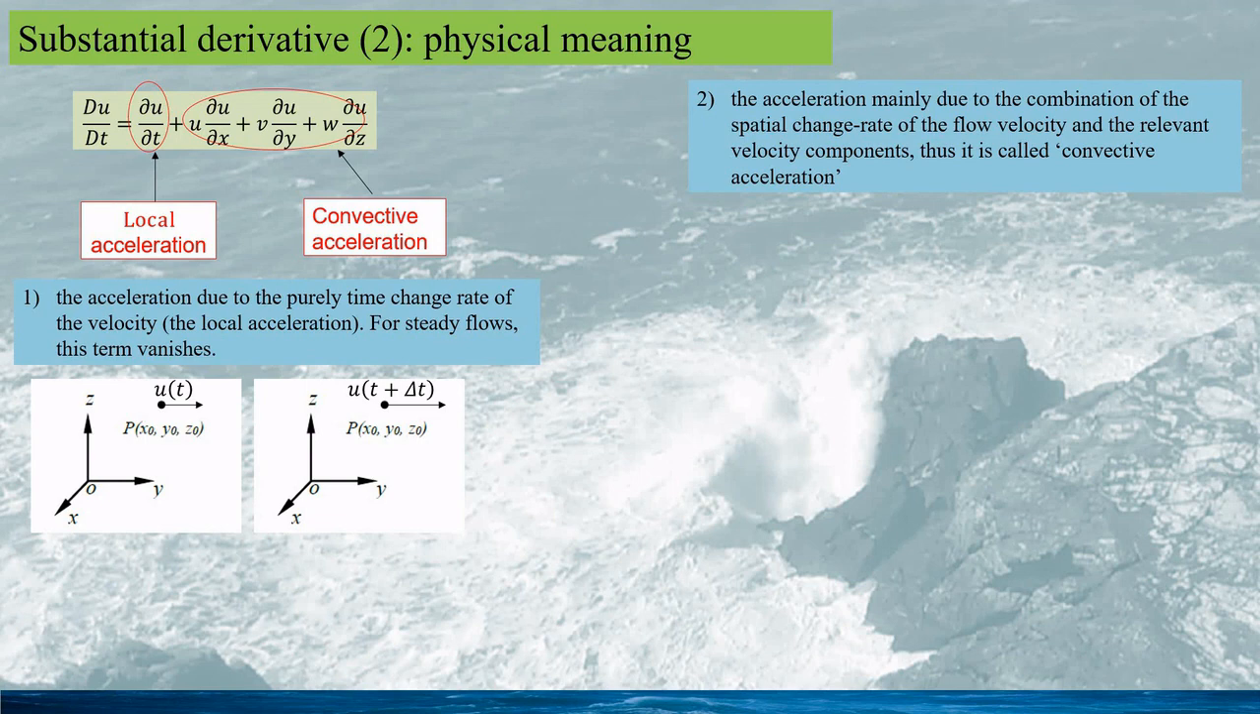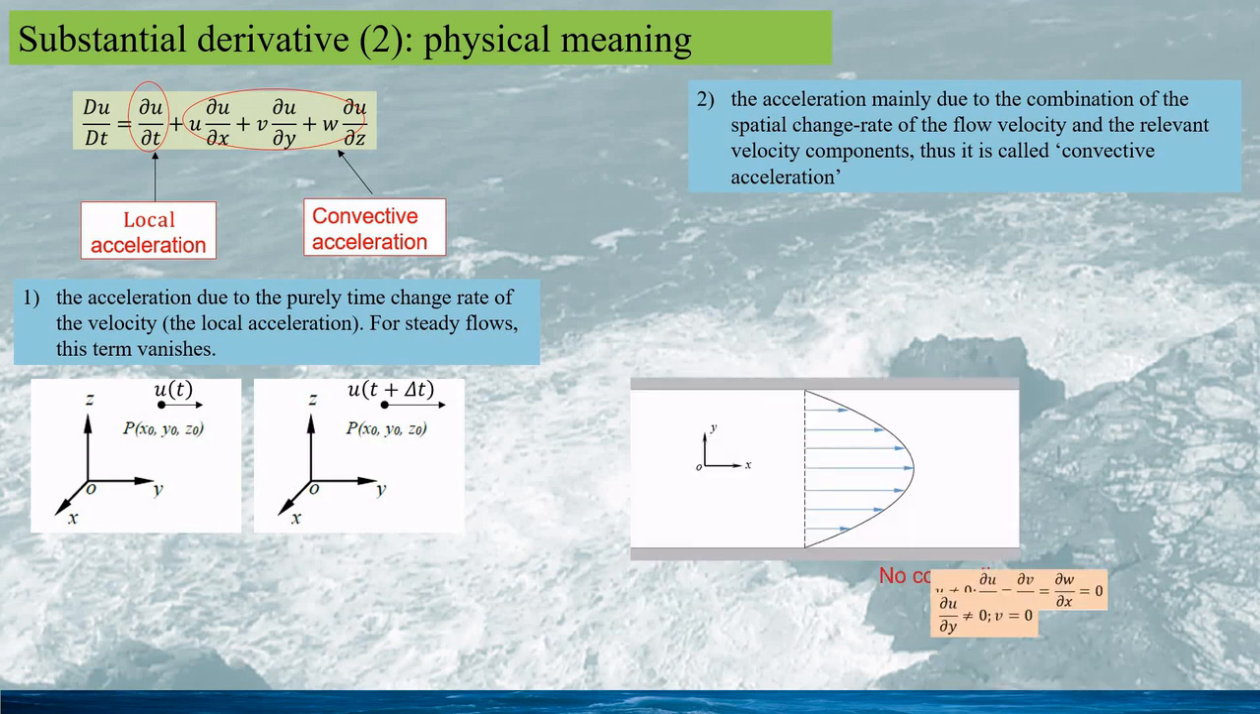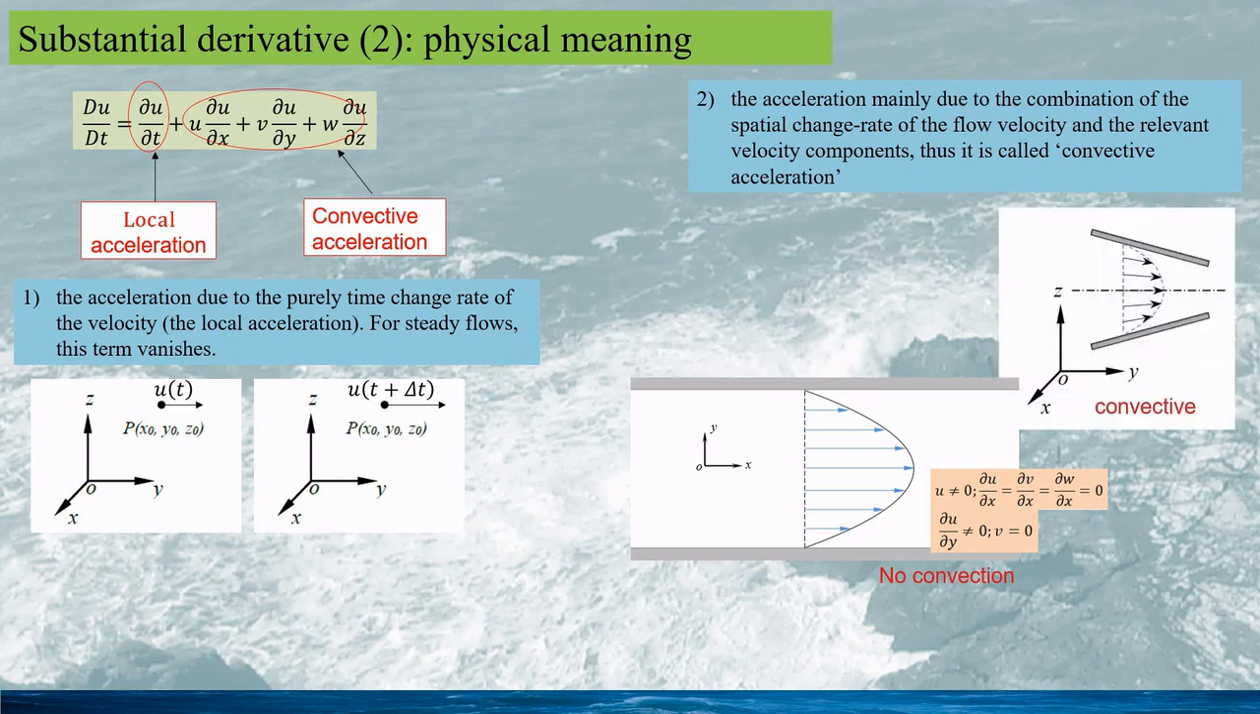The second part of the substantial derivative of the fluid acceleration is called convective acceleration. This convective acceleration is caused by the combination of the velocity spatial change and the relative velocity component. For instance, in a steady flow in a long uniform pipe, there is no convective acceleration. However, if the pipe has a contraction, there will be convective acceleration in the flow.